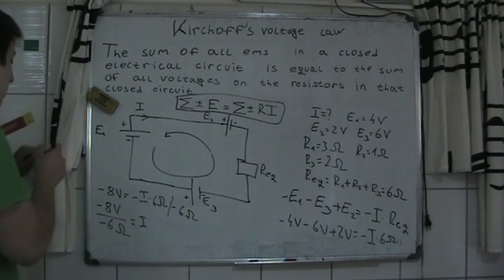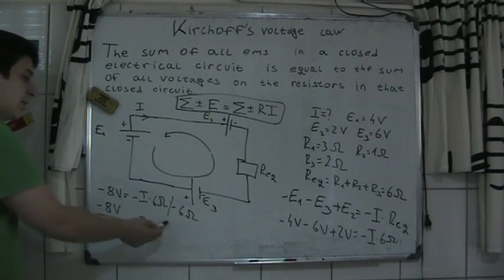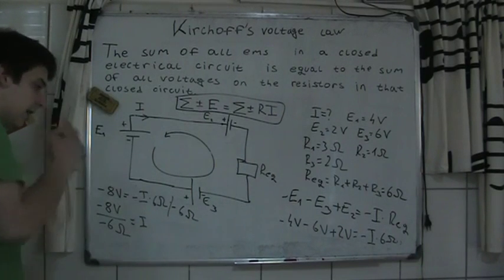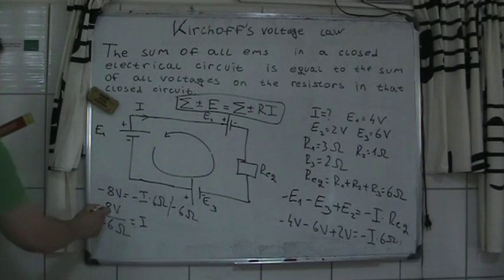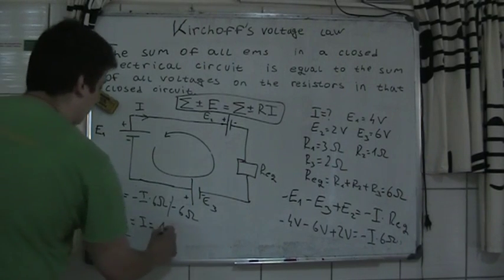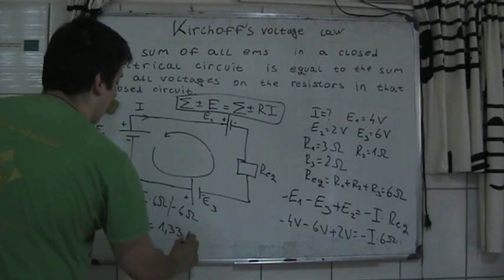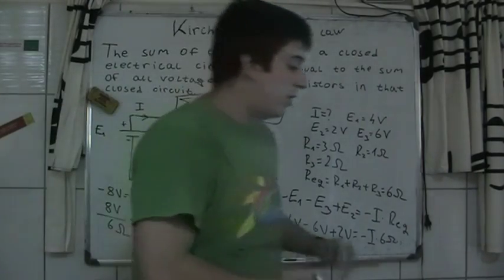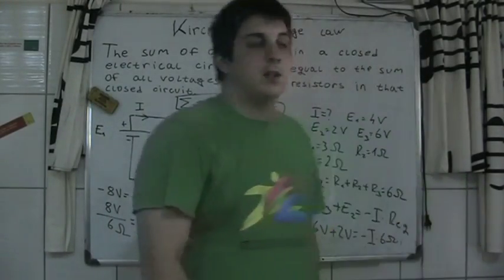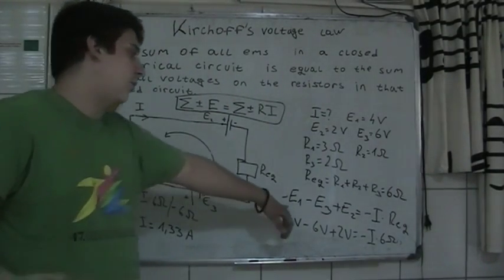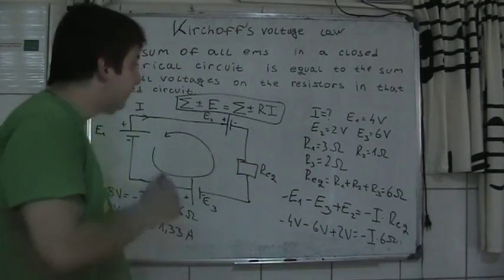Why? Because minus 6 ohms divided by minus 6 ohms is 1. Minus and minus cancel each other out and it becomes plus. Here you have minus and minus, minus divided by minus is plus. And you will have 1.33 amps. So it's the same result. You always have to get the same result, whether you go in this way or in this way. You just have to watch out for the signs.